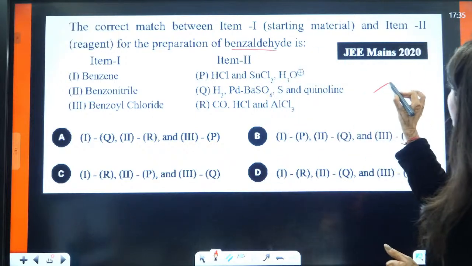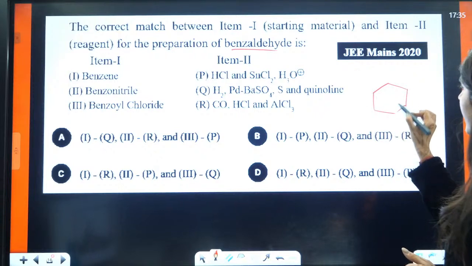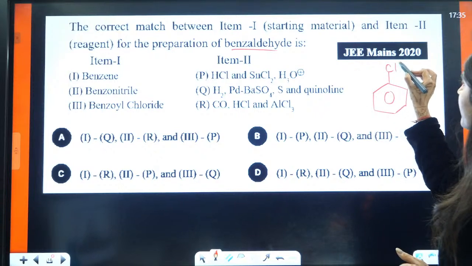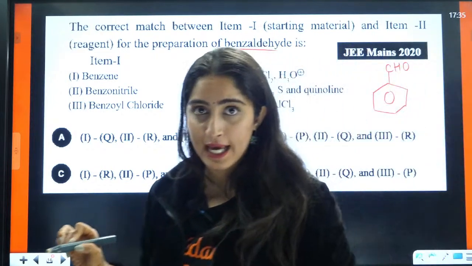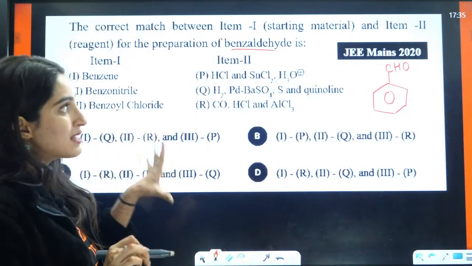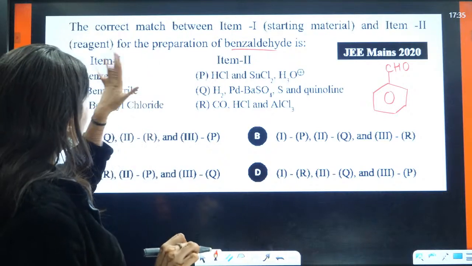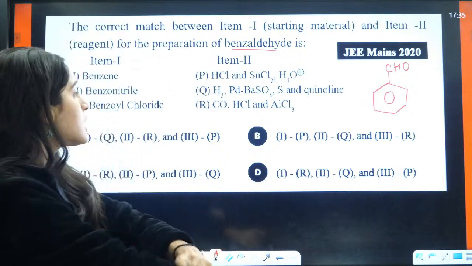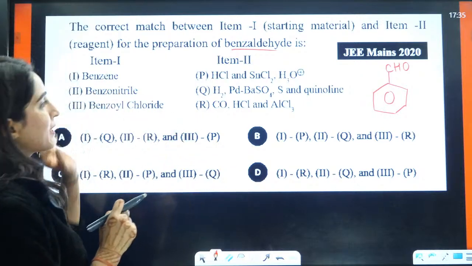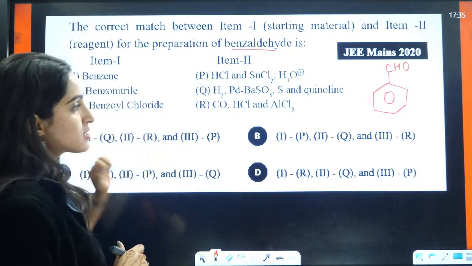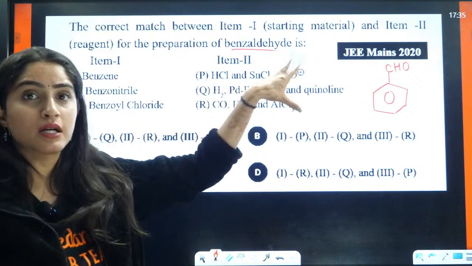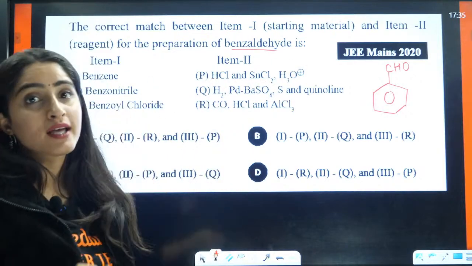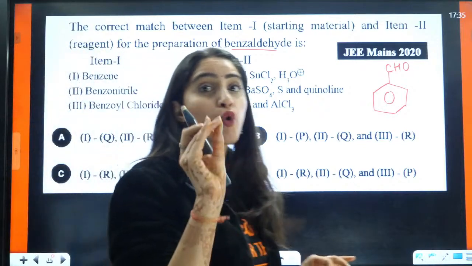Now, what is benzaldehyde? This is benzene. On the benzene, when you have a CHO group, that is called benzaldehyde, right? Now, for this benzaldehyde, basically two things are given to you, right? If you want to convert benzene to benzaldehyde, the reaction is called the Gattermann-Koch reaction.